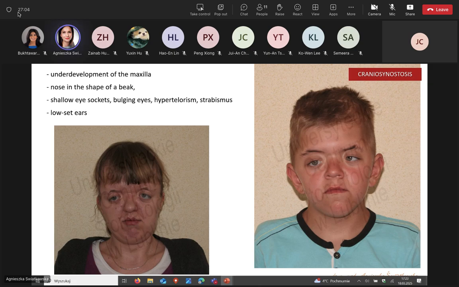The same situation, the same characteristic features of the face: underdevelopment of the maxilla, big nose, shallow eye sockets, bulging eyes, hypertalorism, strabismus, and low set ears. Low set ears are typical for many kinds of these syndromes. So even the difference is not only in synostosis. So it's not a characteristic part of only this kind of syndrome.